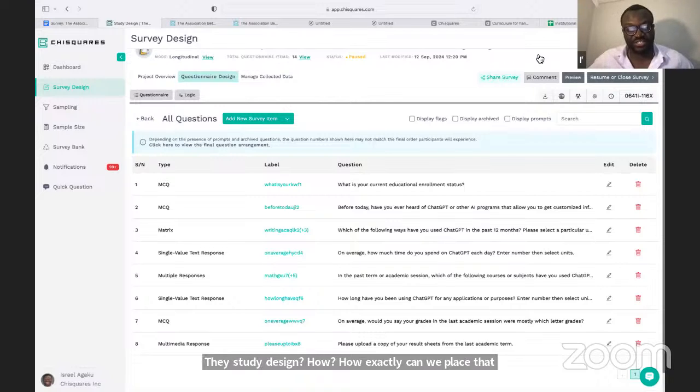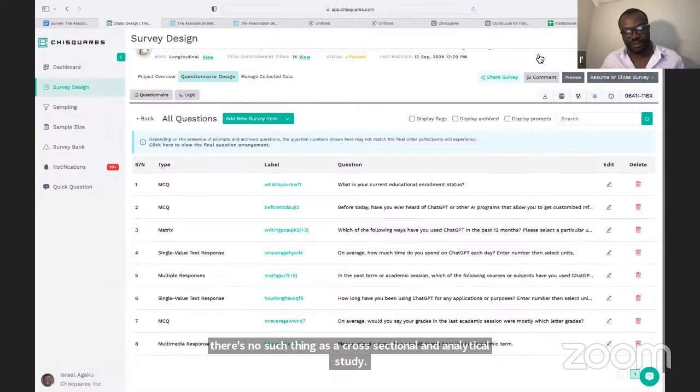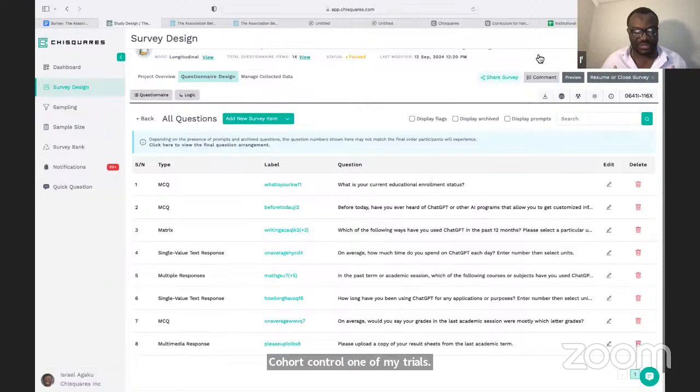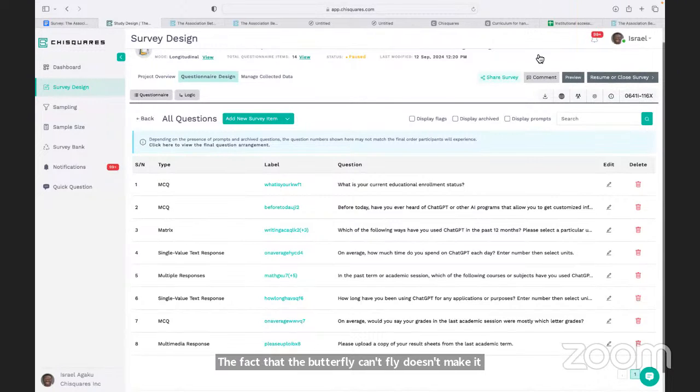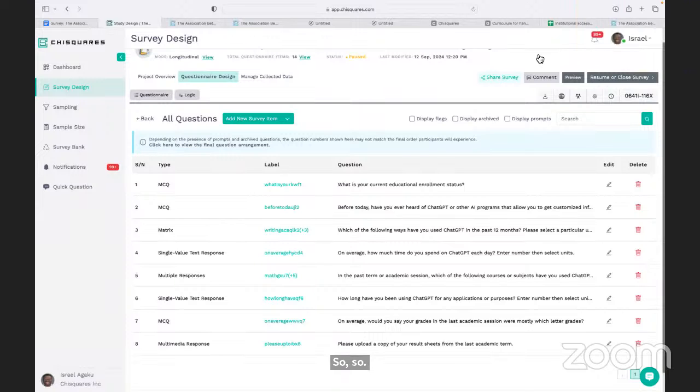That's a good question. It's still a cross-sectional study. The fact that you now created groups from it doesn't make it analytical. So there's no such thing as a cross-sectional analytical study. You have analytical studies: cohort, case control, randomized trials, and all the other ones at the bottom are descriptive. The fact that you are using it for something that was not intended by design doesn't make it so. The fact that a butterfly can fly doesn't make it a bird, can it? So it's still a descriptive study. A descriptive study. Okay, thank you very much.